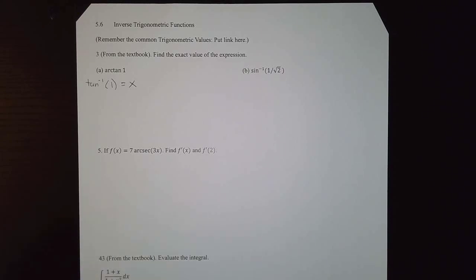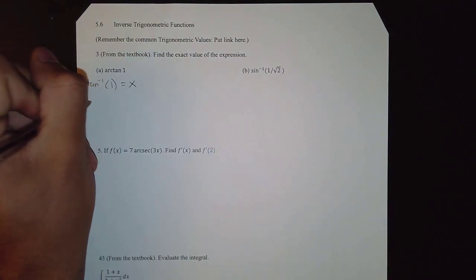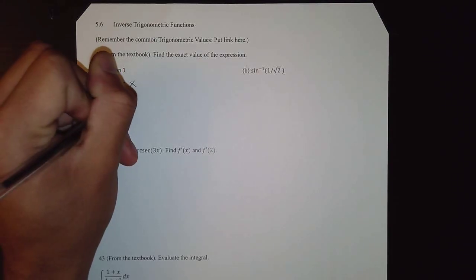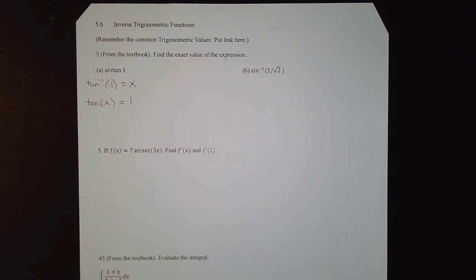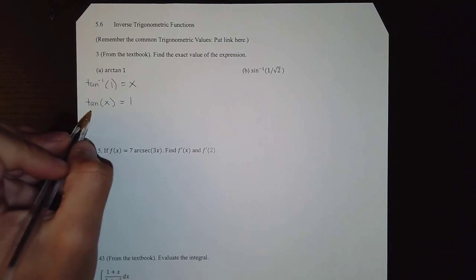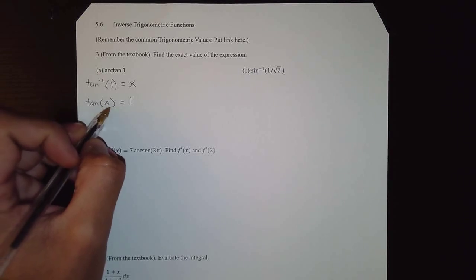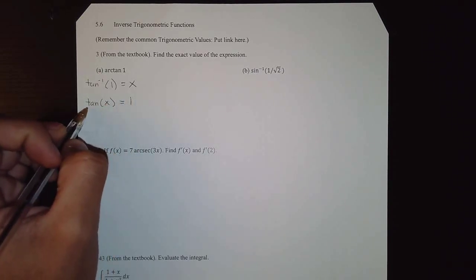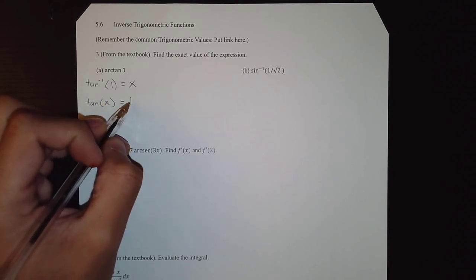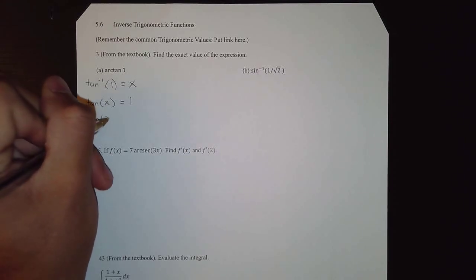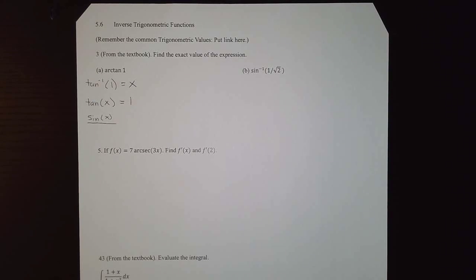Well, if we take the tangent of both sides, we would get a different equation. So tangent of x equals 1. Now, in order to solve this equation, we have to find what x values we plug into this tangent function to get out 1. Well, this is only possible when sine of x is equal to cosine of x. And here's why. Because tangent of x is equal to sine of x divided by cosine of x.